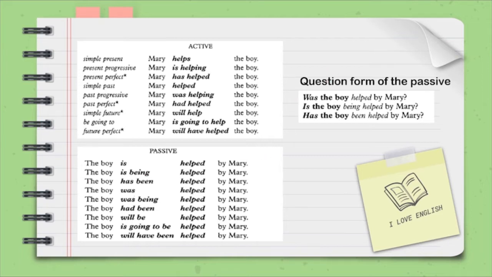After that, the passive has a question form. Is the boy helped by Mary? Is the boy being helped by Mary? So the structure, the formula, is be, the boy as the new subject, being helped as the past participle, plus by and the subject, like that, and a question mark.